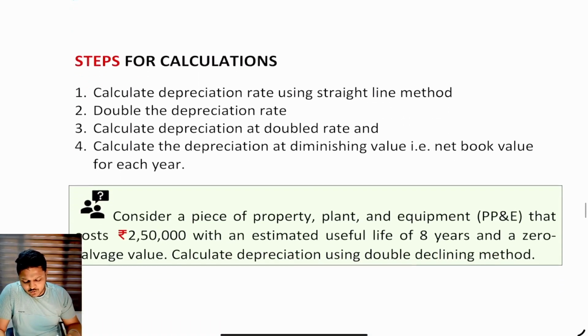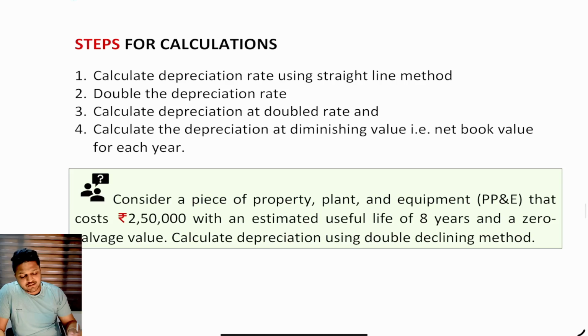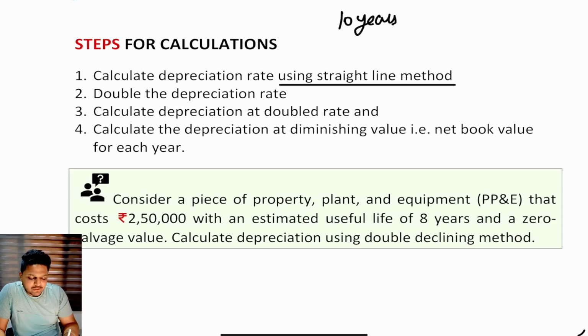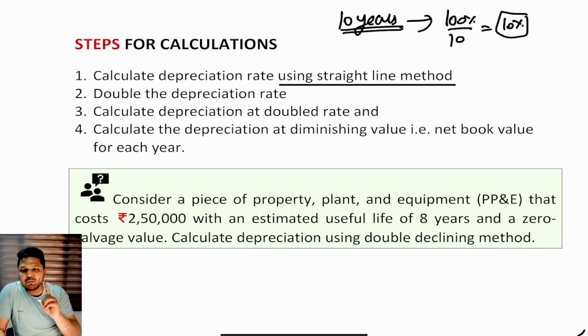Now, how are we going to solve these questions? Let's have a look at the steps for the calculation first. First of all, using the straight line method of depreciation, we will calculate the depreciation percentage. Let's say the useful life of the asset is given to be 10 years. What will be the percentage of depreciation as per the SLM? I've already conveyed the idea to you in the first video. It is 100% divided by 10, that is equal to 10% per annum depreciation to be charged. This is step number one.